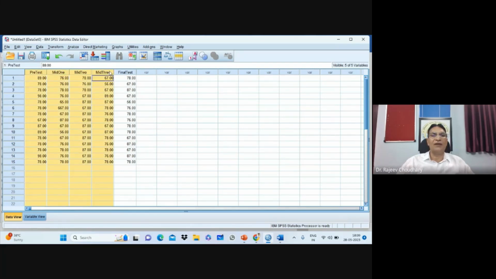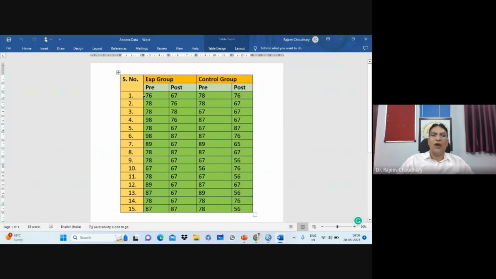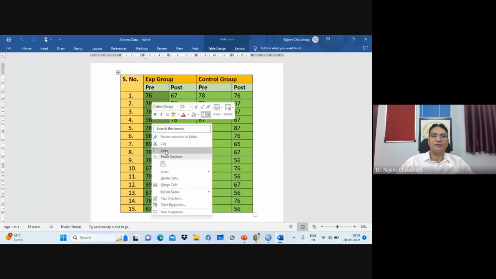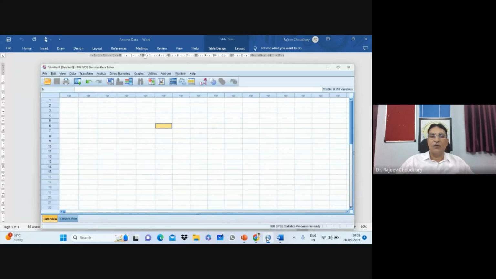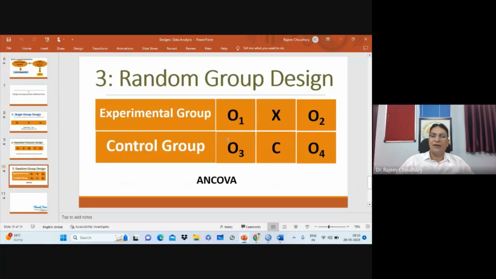How to enter data? I am copying these pre-test scores of the experimental group. We have to paste them in one column. All pre-test scores will be entered in a single column.